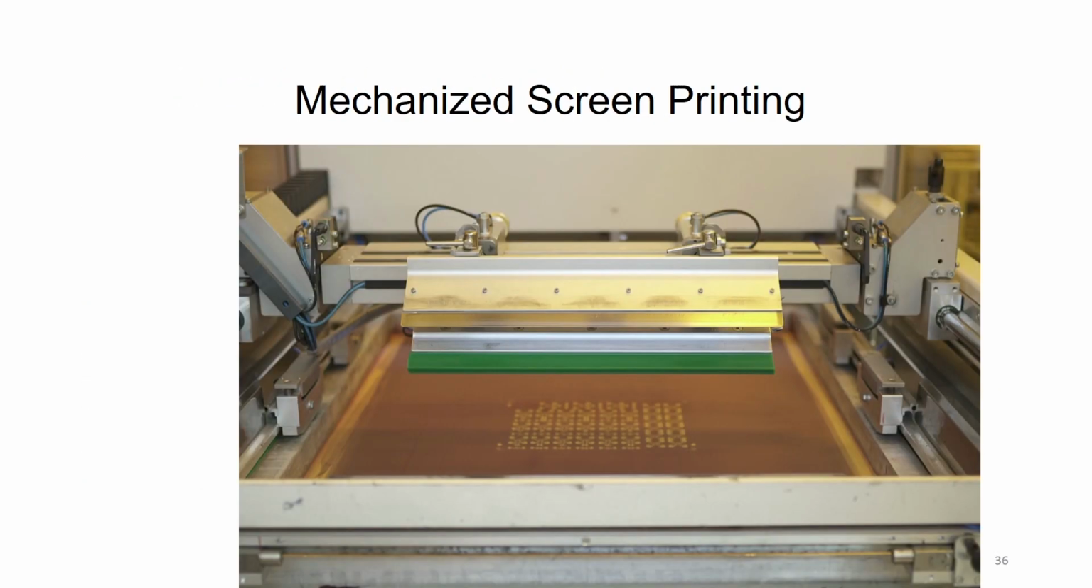The stencils are reusable. This is what mechanized screen printing looks like, and it is automated. There is a stencil which is passing, and the broad blade, which is the squeegee in this case, is moving, and the design is being replicated on the fabric which is under the stencil.